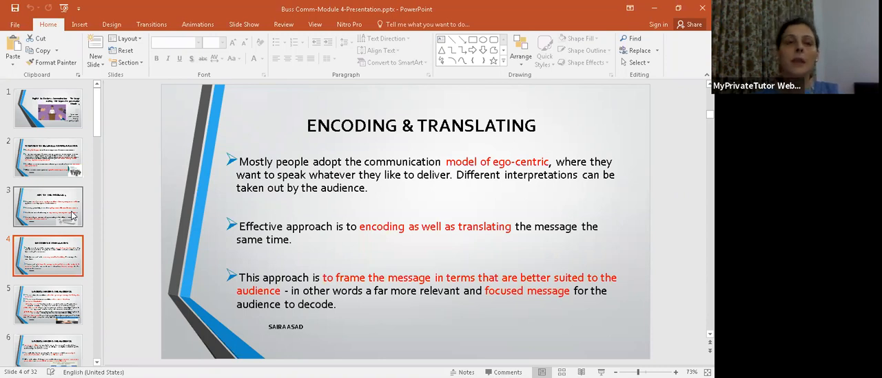In this point, the people just come, they want to impose their viewpoint. They just want to tell the other people, neglecting the other things: the audience, what they want to know, what the audience needs, what the requirement is, what they want to listen to.